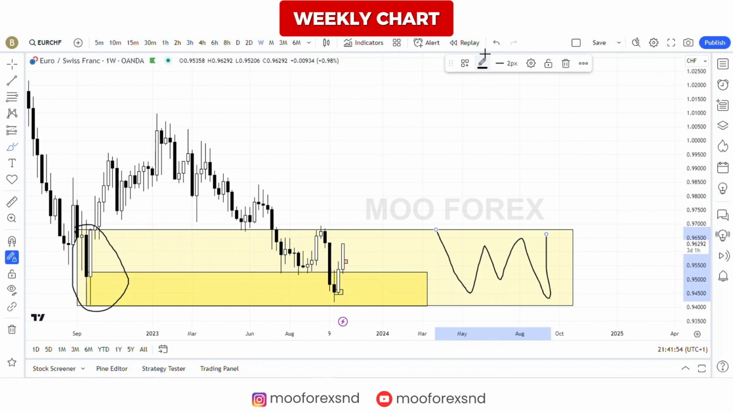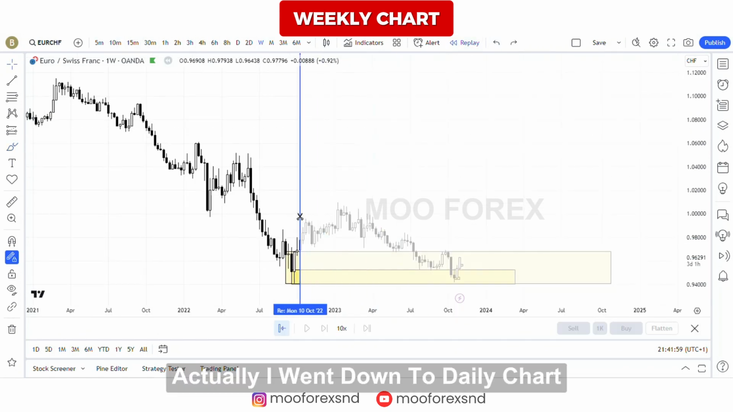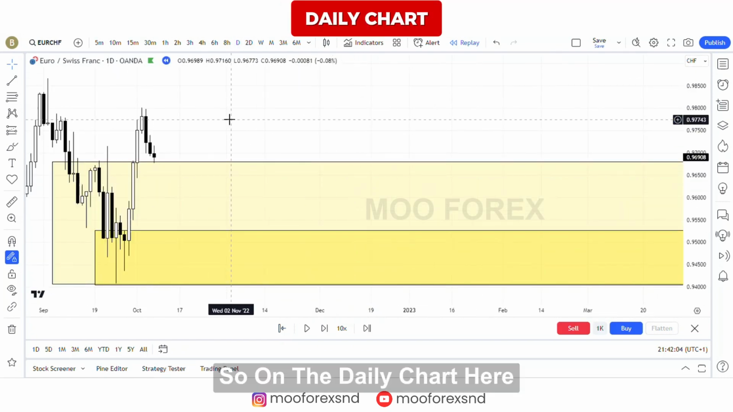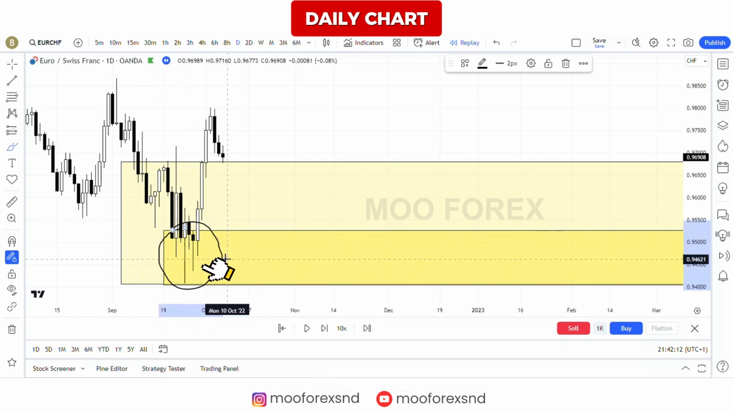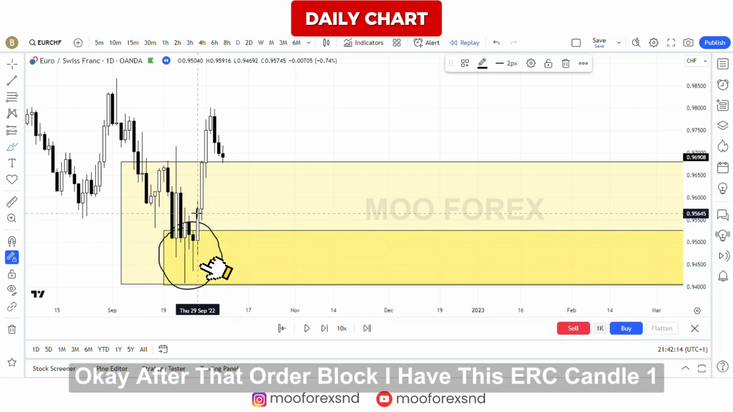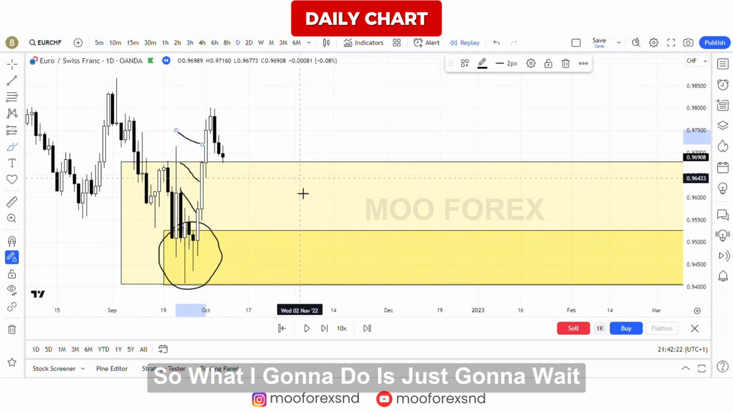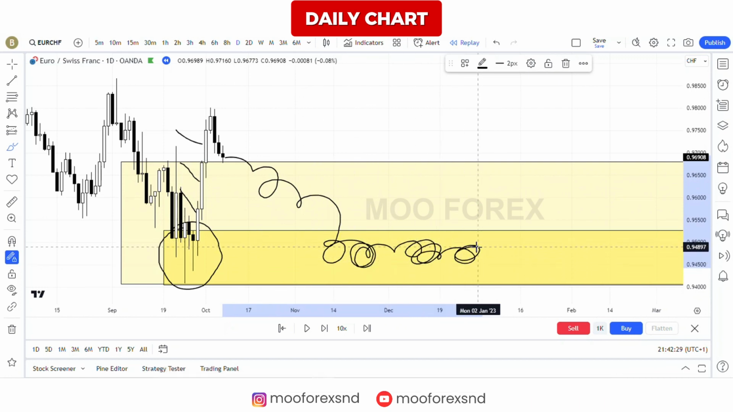So what I did from here, I went down to the daily chart. On the daily chart, you can see that I have a small order block. After that order block, I have this ERC candle 1, ERC candle 2, ERC candle 3. So what I'm going to do is wait for the price to come into this area.